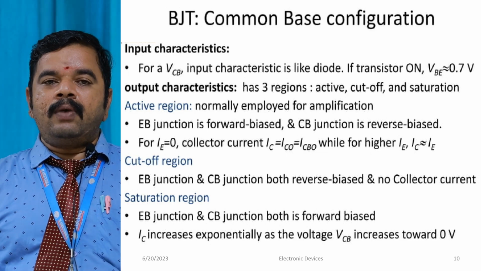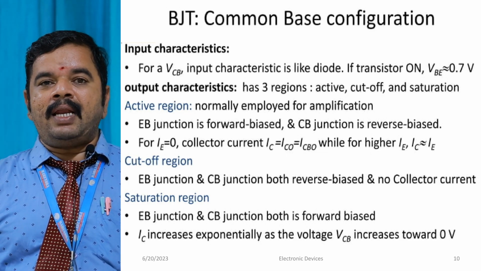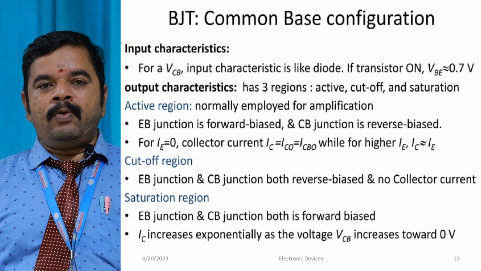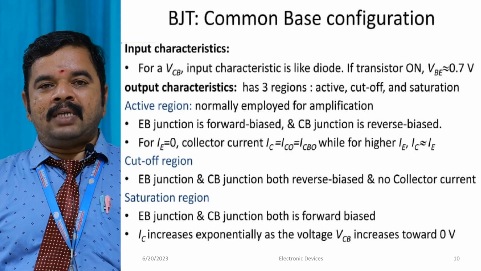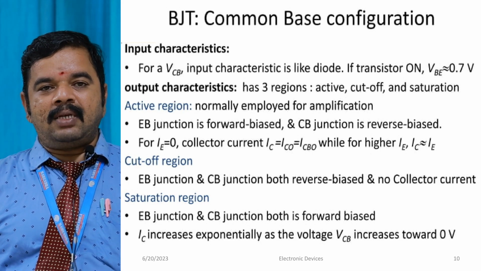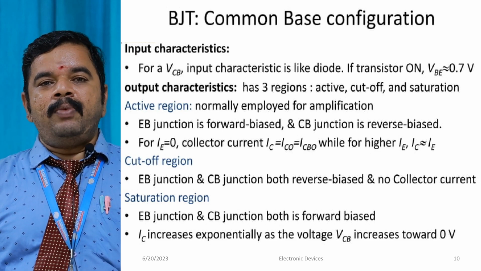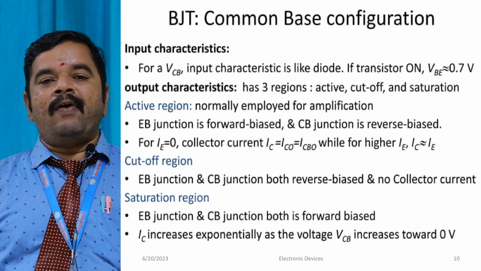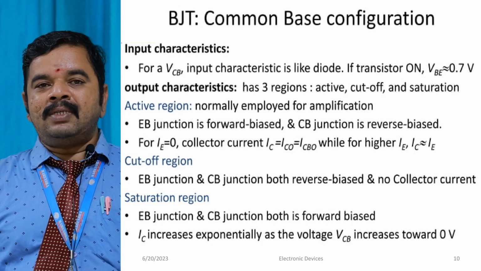The third region is saturation, where both the input side and the output side are under forward bias. Both being under forward bias means the transistor goes into saturation. What does saturate mean? After that point the current cannot increase; even when the voltage increases, the current stays constant. After that saturation point, the current cannot increase. That is what we call the saturation point.